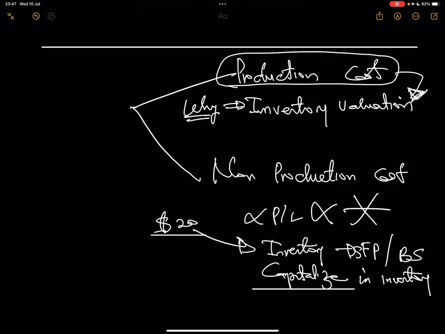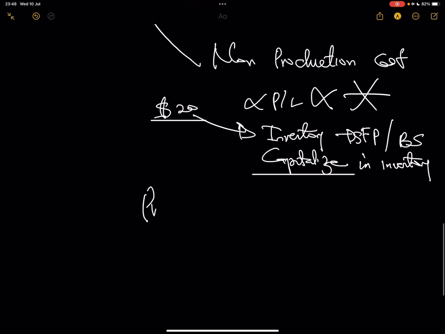So you discover that it's important to actually know whether a particular cost is production cost or non-production cost. And what are those costs that will qualify as production cost? Yeah, so production cost now. Those are the costs that are incurred while trying to manufacture a good or deliver a service.